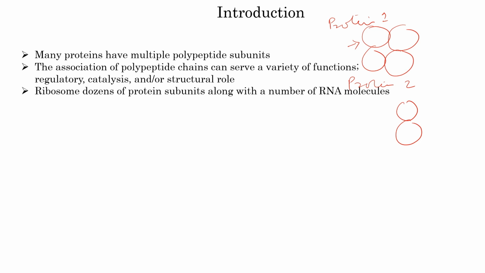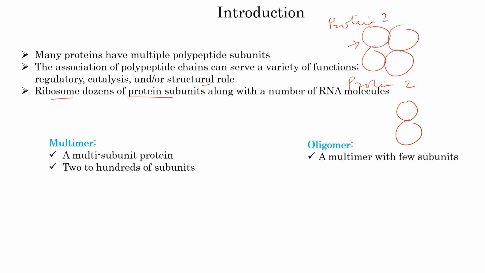Now these subunits play a variety of functions, like regulatory, catalysis, and structural roles. For example, ribosomes consist of a dozen protein subunits. Based on these subunits, we can categorize proteins into two categories. One is multimeric protein or multimers, and another is oligomeric protein or oligomers.